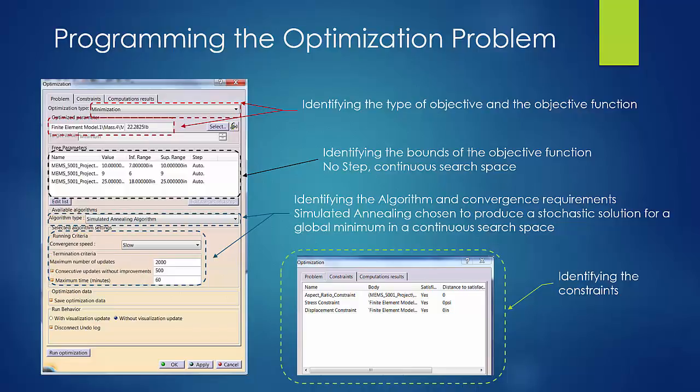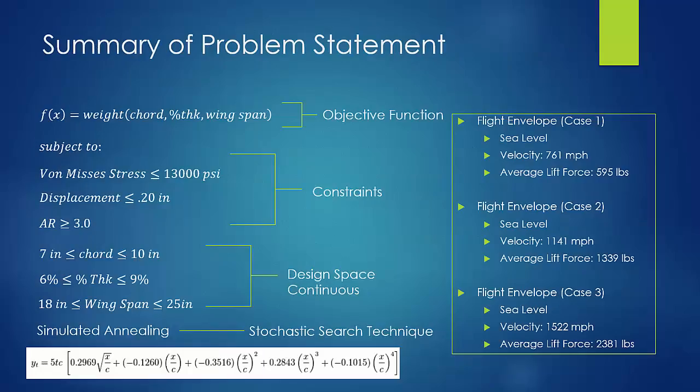From a program optimization problem standpoint, we used the CATIA optimization workbench. This allowed us to use the minimization type to minimize the weight of the wing. For our bounds, we did a continuous search space using the chord, wingspan, and percent thickness with the values we identified earlier. In our algorithm, we used a stochastic algorithm, simulated annealing, to generate an approximate global minimum, which is desired for this project. Identifying the constraints we put in the constraint window, those will be the aspect ratio, stress, as well as the displacement. You can see on the screen a summary of the problem statement, of what our project entails.